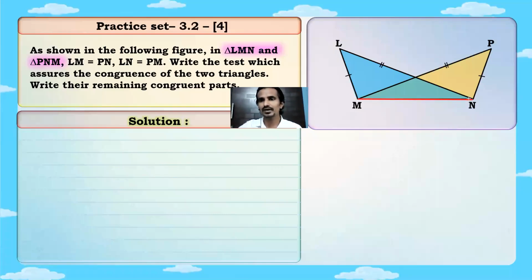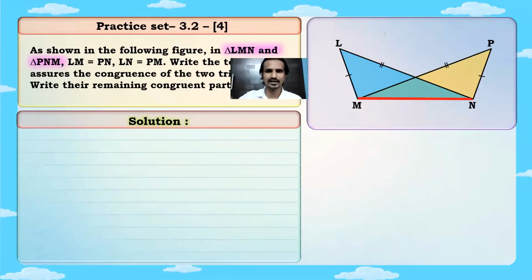So we have the third pair of side now. So we can conclude that the two triangles are congruent by SSS test. तो यहाँ पर SSS test आएगा, ठीक है? So since we already decided, let's write down the solution. First part we'll write in triangle LMN and triangle PNM. We should always follow the order which is given in the question itself. Okay.